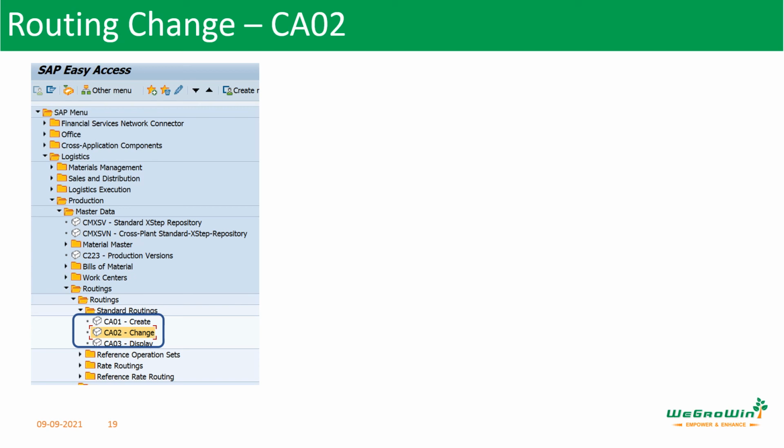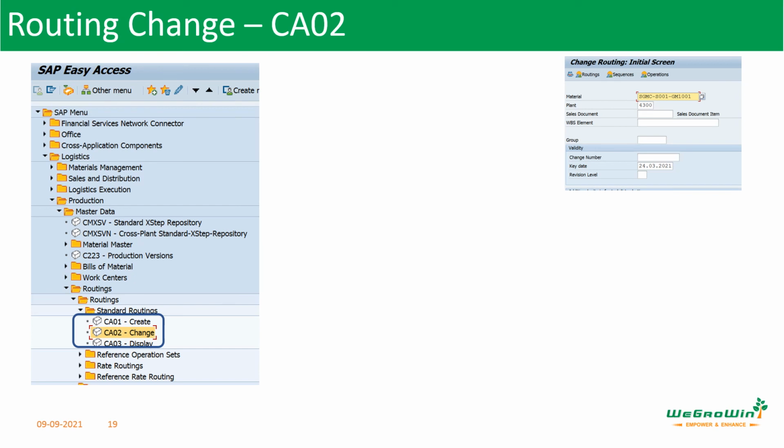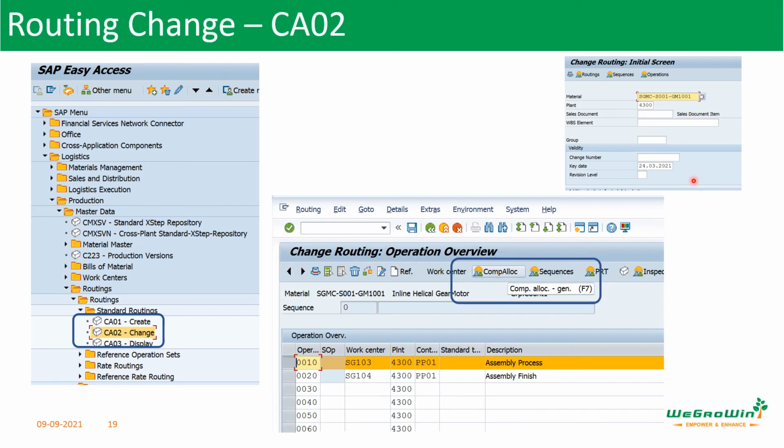Right. Now we created the routing. We learned what the control key is. After saving it, after some time of working, a change is required. As usual, the change transaction is CA02, right? When you enter the change, we go to the material, the plant. Please take the date here again. What is the date that is applicable.